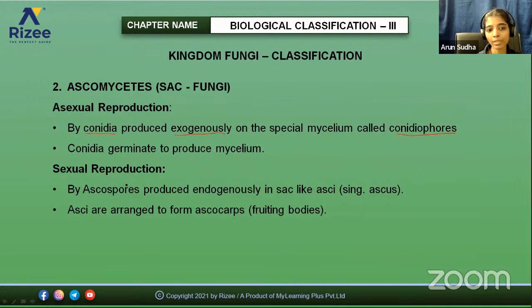And then sexual reproduction is by ascospores produced endogenously in sac-like asci. So here the fruiting body is called the ascocarp, and the spores are produced in a sac that is called asci. Depending upon the different types of spores, the name Ascomycete means ascocarp and ascospores. Here the ascospores are produced endogenously. This is the main difference.